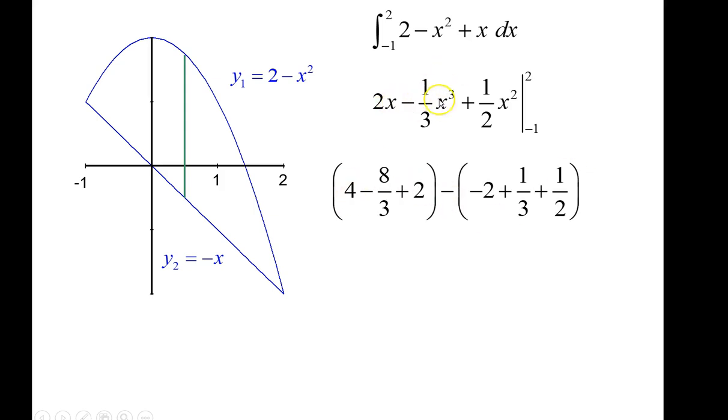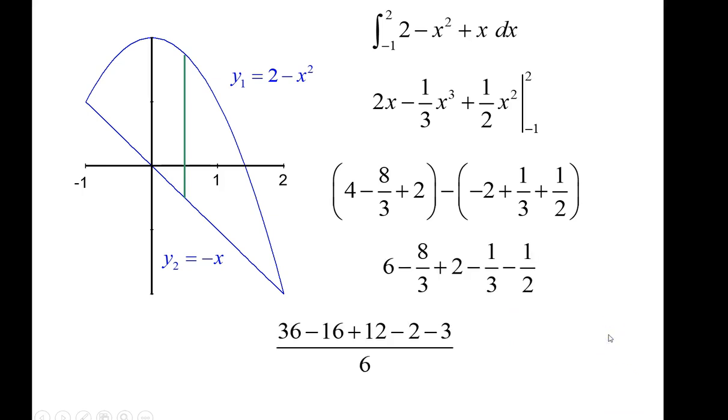So if we plug in 2 for all these x values, we'll get 4 minus 8/3 plus 2, minus, if we plug in -1 for all these x values, we get -2 plus 1/3 plus 1/2. And I encourage you to pause the video here and actually do this for yourself on your paper. Make sure you agree with all these numbers.